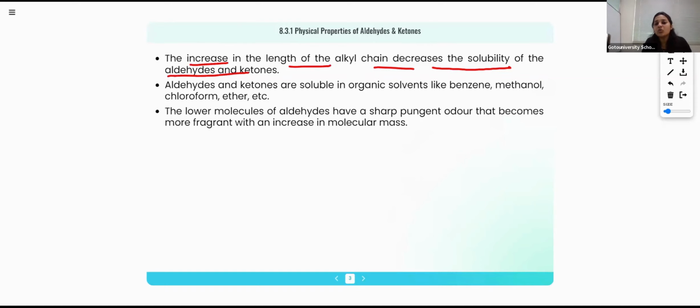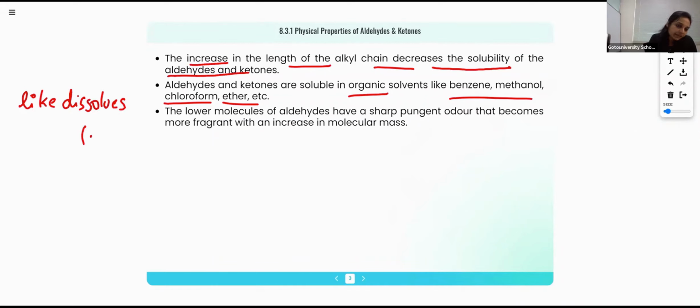Aldehydes and ketones are soluble in organic solvents like benzene, methanol, chloroform, ether. See, I told you, I will tell you one formula, a simple formula. Formula means it is not a chemical equation. It is a simple sentence. Like dissolves like. This is the equation. It's not a chemical equation. Okay, this is a simple sentence.